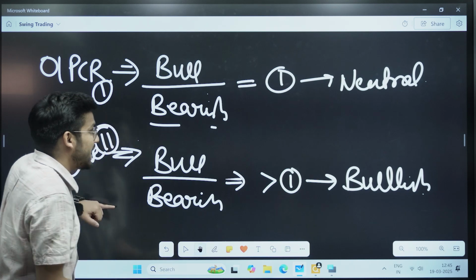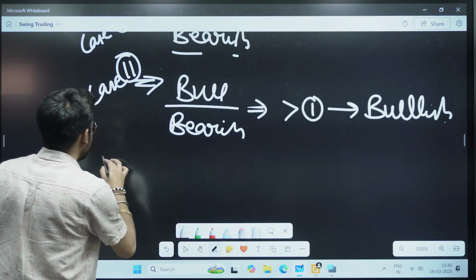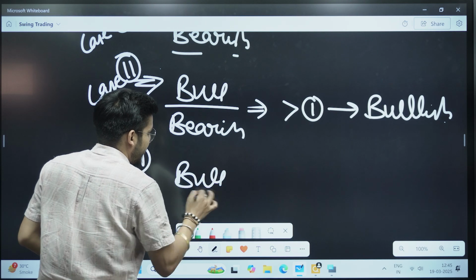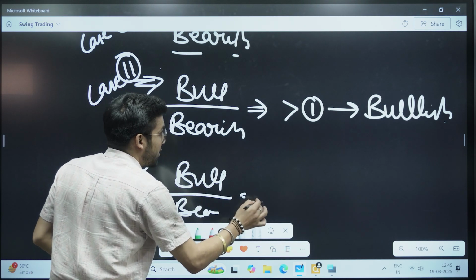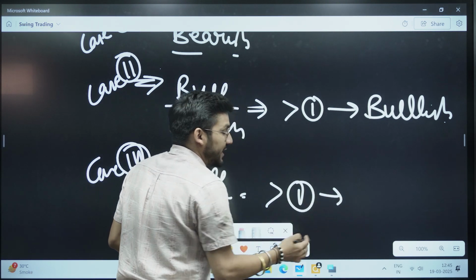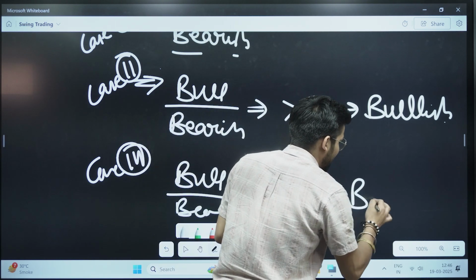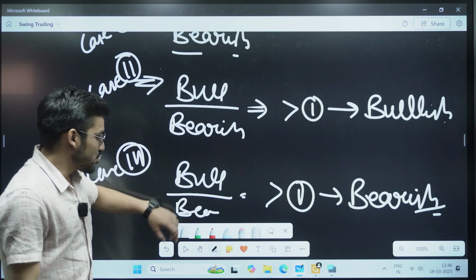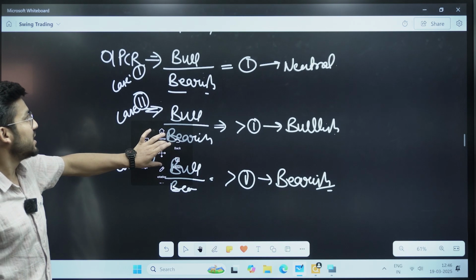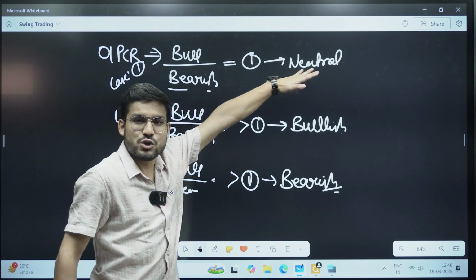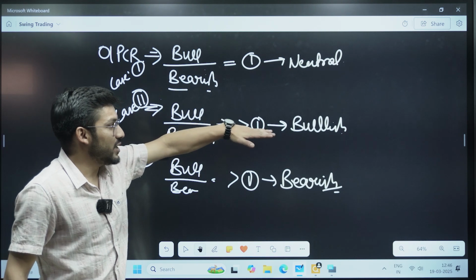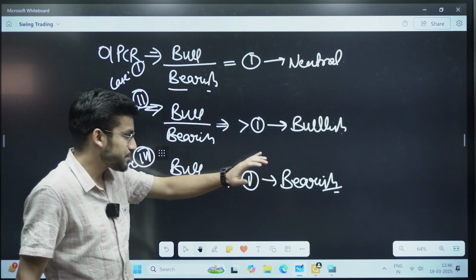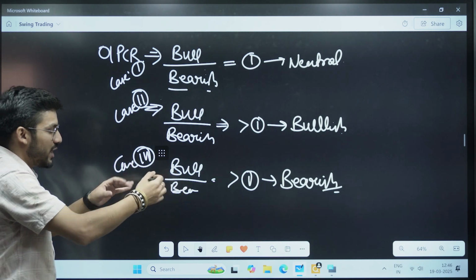And similarly, then we have the third case. If the ratio of bulls and bears is less than 1, it will denote the bearish sentiment in the market. So you can see now we have three cases. The first case is 1, which shows the neutral sentiment. Greater than 1 is bullish sentiment, and less than 1 is bearish sentiment in the market. So that was the OI PCR for you.